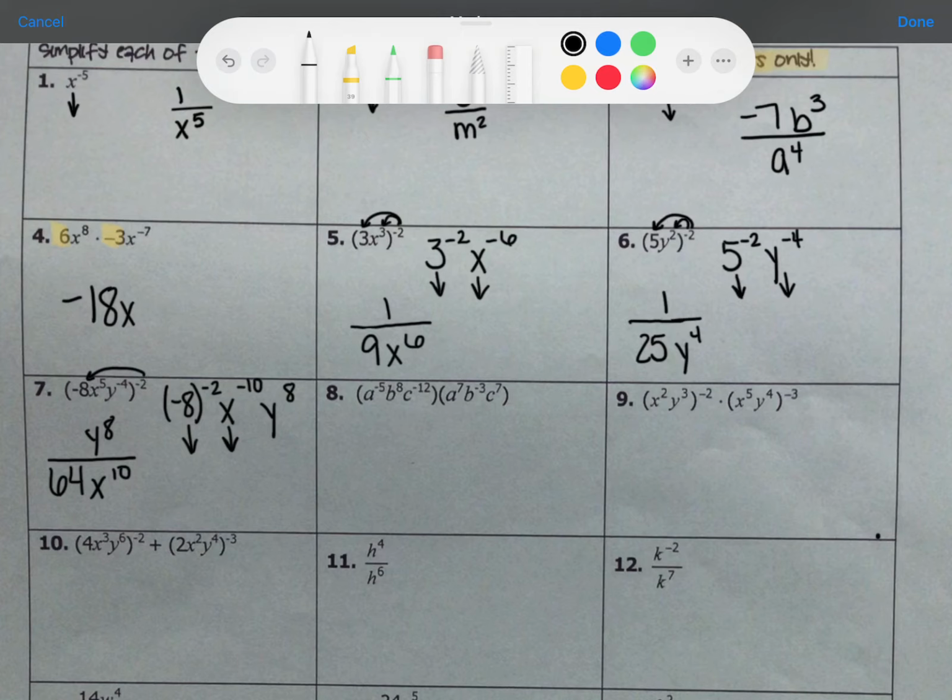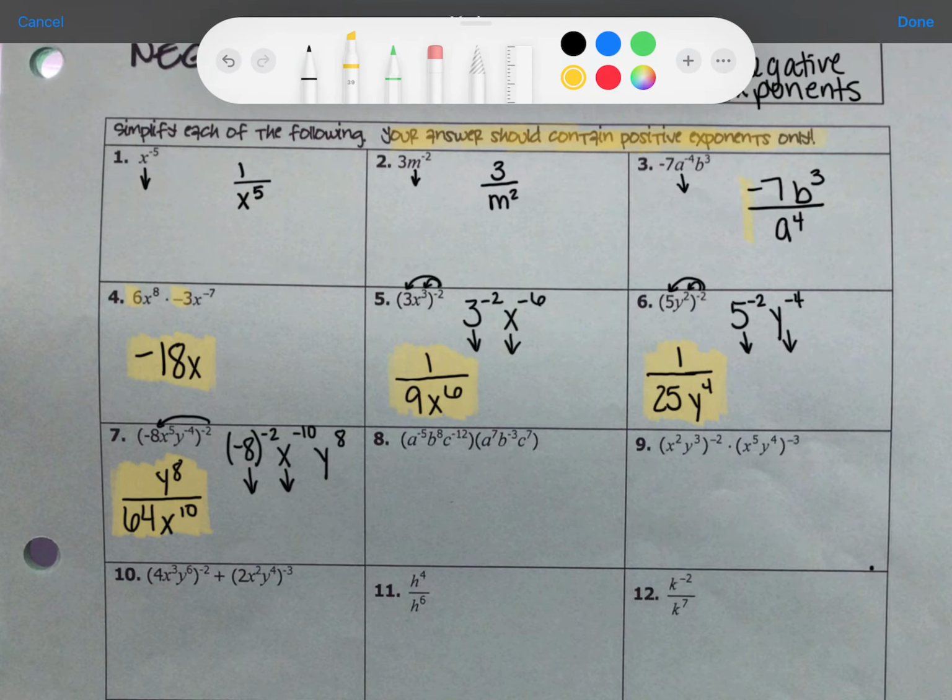Number 8, you're multiplying. What's the rule for multiplying? Do you remember what you do with your exponents when you're multiplying? You're going to add them. So try that one. Okay, add your A's, add your B's, and add your C's. See what you come up with. And I'll just sit here and highlight my answers for these previous problems. Add your A's, add your B's, add your C's. If you end up with any negatives, what do you do with those negatives? Move them to the bottom.